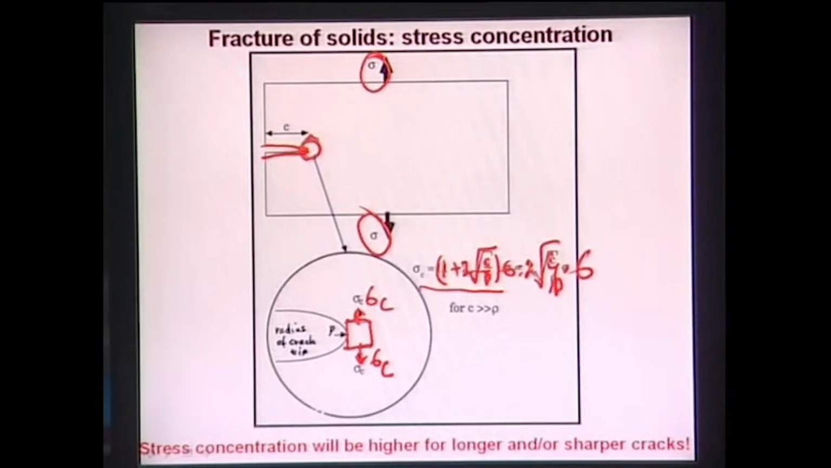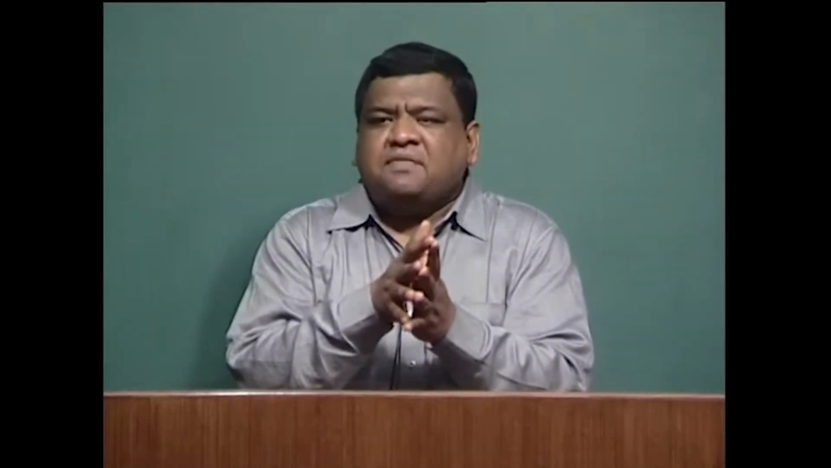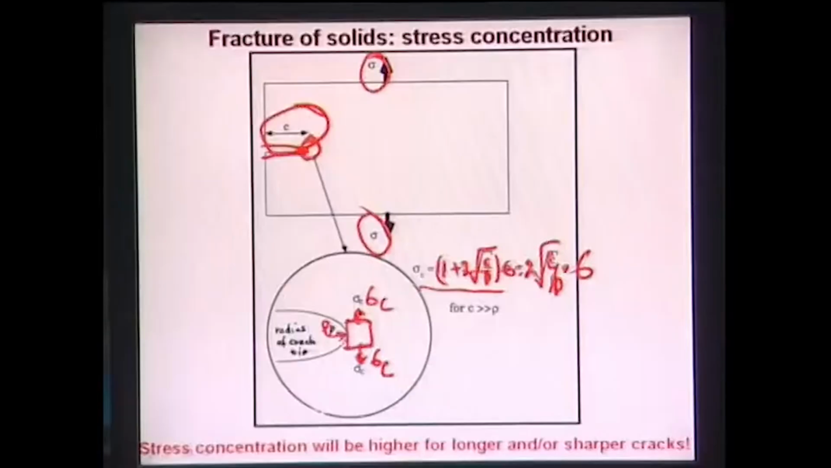So what is c? C is the half crack length here, and what is rho? Rho is the radius of curvature. Okay. Now think of the situation: if a crack looks like this, and if c is larger, that means this length increases, and rho is smaller. Rho smaller means it is a sharper and sharper crack. And if it is a sharper crack, then rho is less, which means sigma c will increase, because sigma c will increase if rho decreases, or c increases.